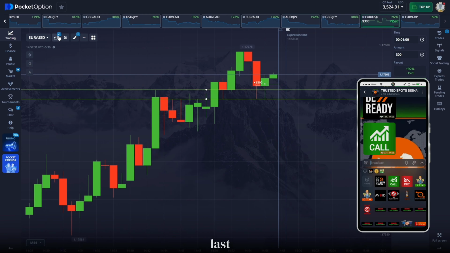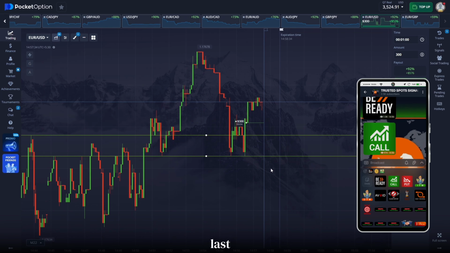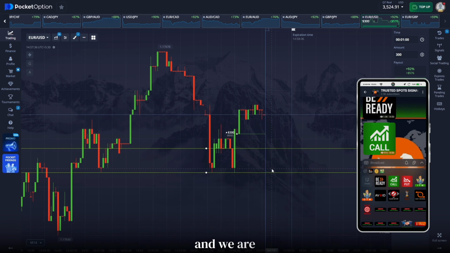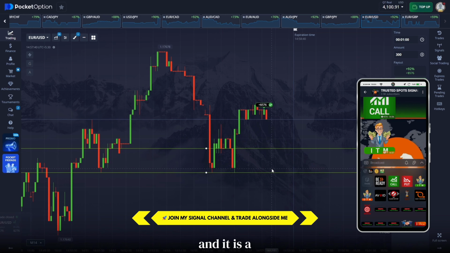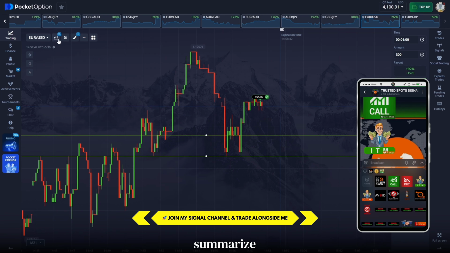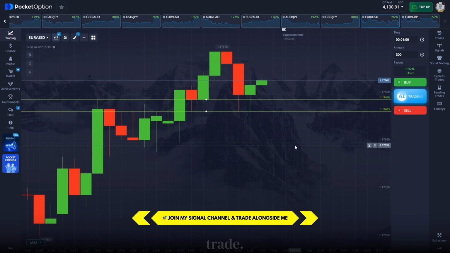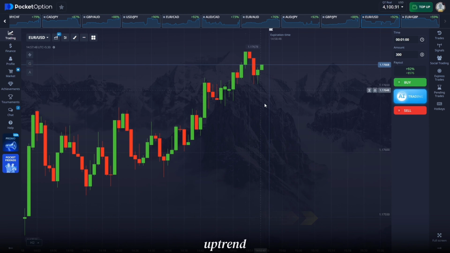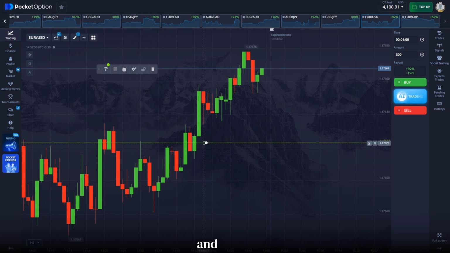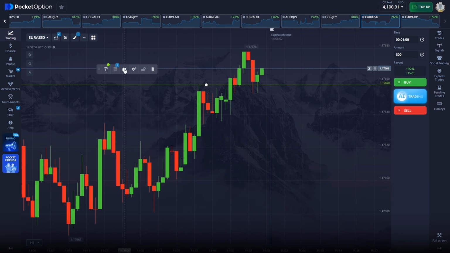As you can see, the last 5 seconds are remaining and we are going to book profit in this trade and it is a profitable trade. Let's summarize one more time why I took this trade. So let's start from the bottom. This is an uptrend price action and this is the recent support level.